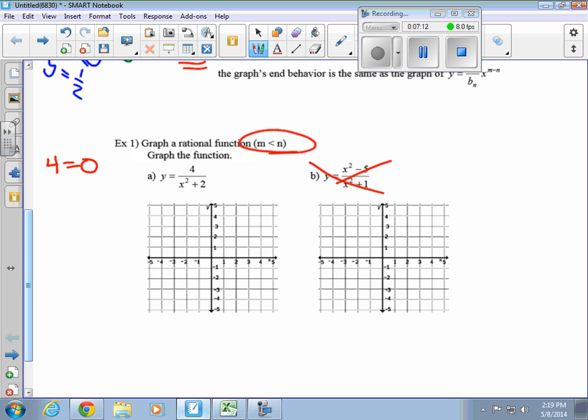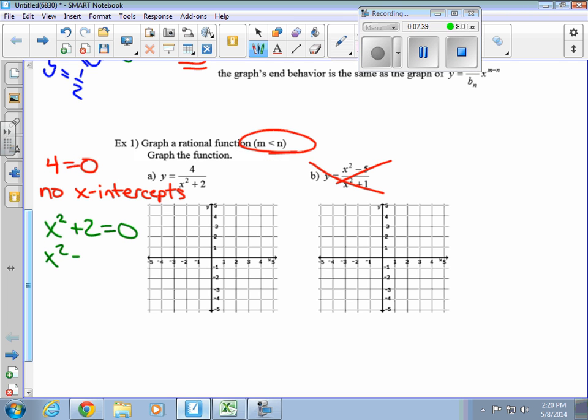All right, what's that tell us? Is that possible? No. What does that mean? No x-intercepts, which means my graph will never touch the x-axis, right? So, second one, what are we going to do? Set the denominator equal to 0. Solve it.